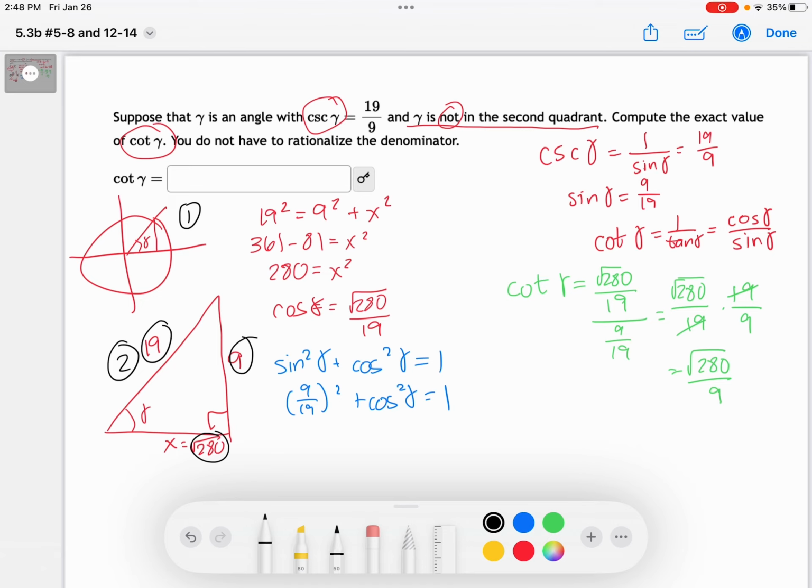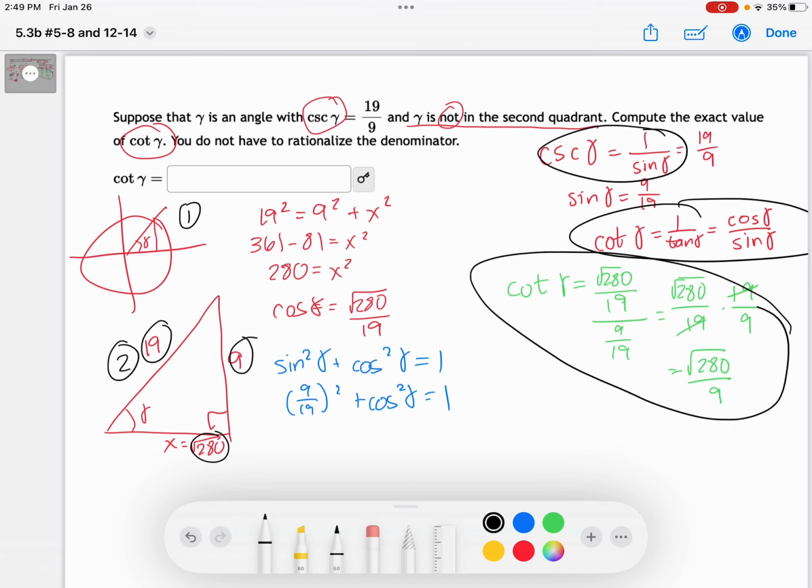But I do need to know my fundamental identities here, right? I need to know that cosecant is 1 over sine and cotangent is 1 over tangent, or cosine over sine. I need to know those fundamental identities. I apply those to be able to then know which ratios I'm going to do some algebra on and simplify to get my final solution.